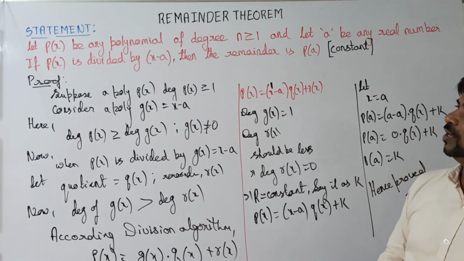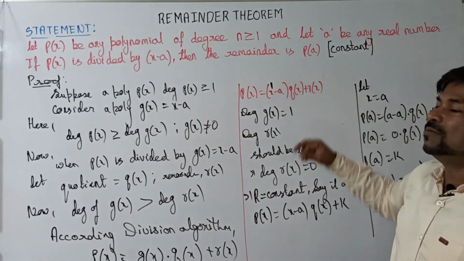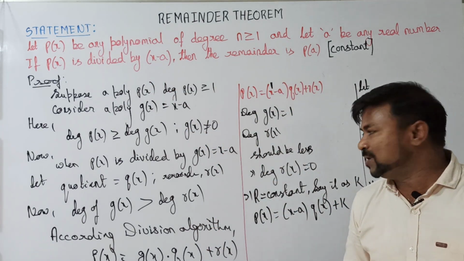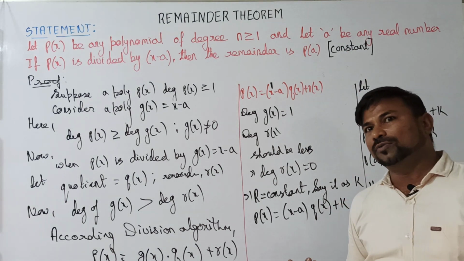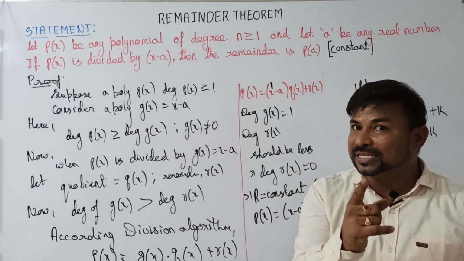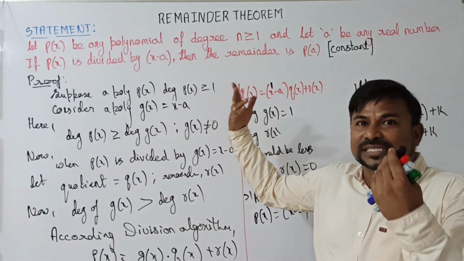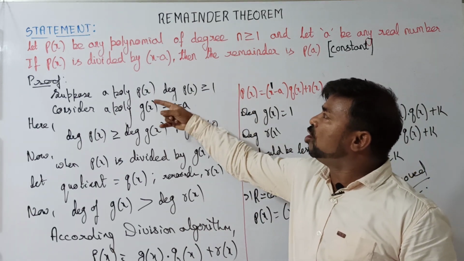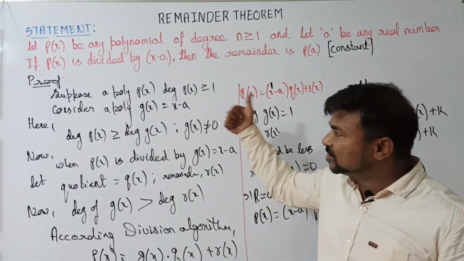Let's go through it again. If p of x is divided by x minus a, then the remainder is p of a, which means a constant. That's what we are saying. We have supposed a polynomial p of x, but the thing you have to remember, as given in the theorem statement itself, is that the degree of p of x should be greater than or equal to 1.